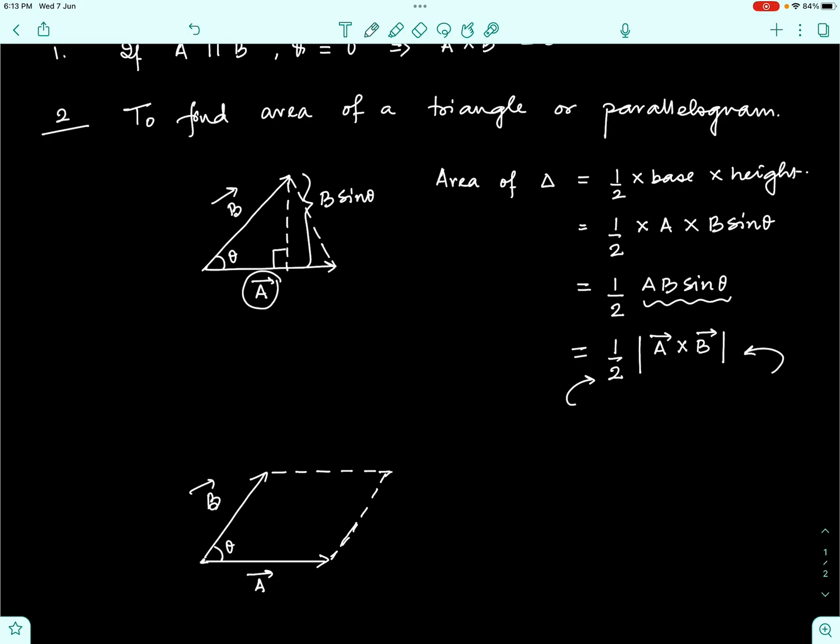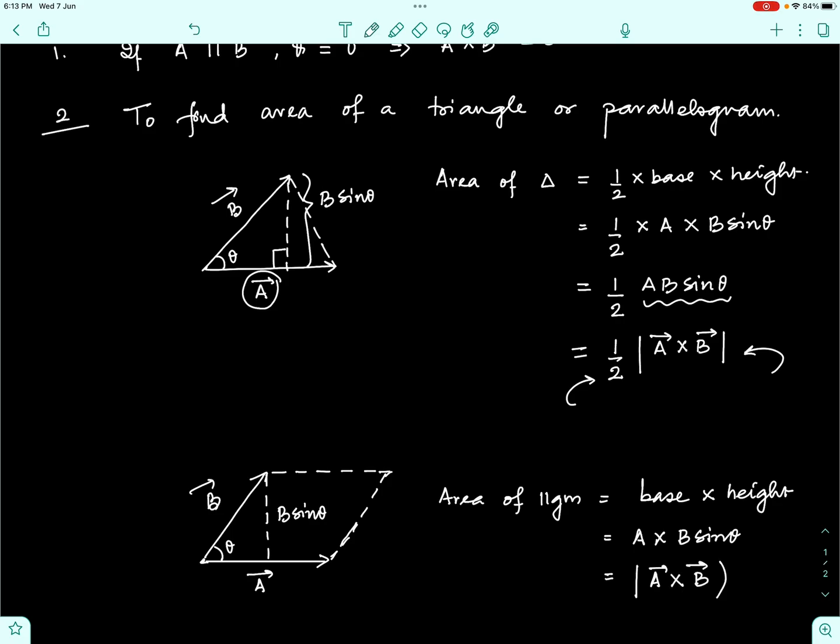Now, how to get the area of the parallelogram? By definition, area of a parallelogram is given by its base length into its height. Base into height gives us the area. Now, the base here is nothing but the magnitude of vector A, and the height of this parallelogram, as we have done above, is the same, it is B sin theta here. So, A into B sin theta gives you the area of the parallelogram, which in our case is nothing but once again the magnitude of the cross product of the two vectors, right.